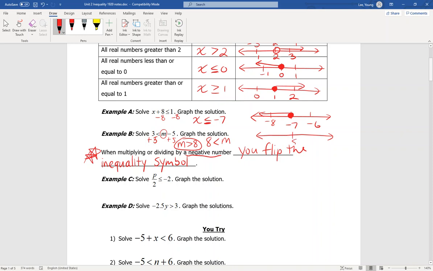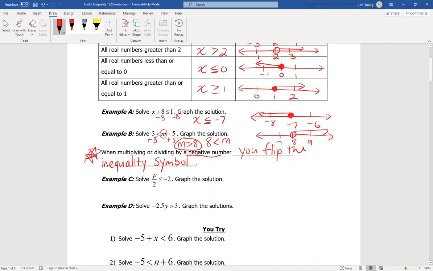So 8 goes in the middle, 7 goes before, 9 goes after, and then what kind of circle would that be? Very good. It's going to be an open circle, and then since m is greater than, we need to go to the right.